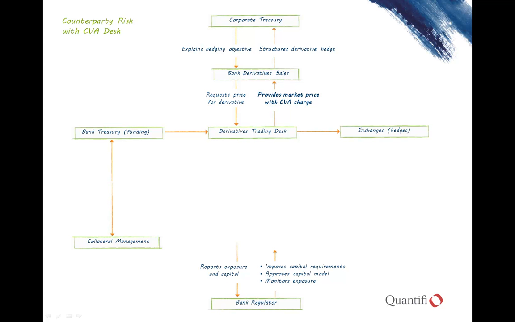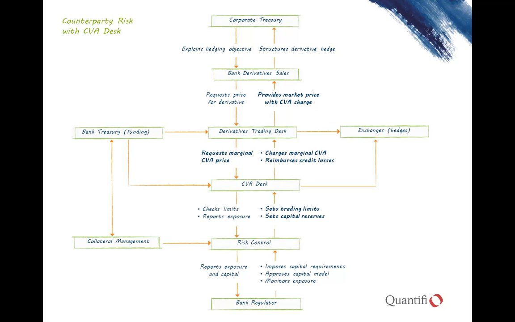With the CVA desk, most of the workflow is the same, except the CVA desk is inserted between the derivatives trading desk and the risk control group. Instead of going to the risk control group for the credit and capital charges, the derivatives desk requests a marginal CVA price from the CVA desk, which basically amounts to the CVA desk selling credit protection on that counterparty to the derivatives desk. This is an internal transaction between the two desks, which may be in the form of a contingent credit default swap, or CCDS. The CVA charge is then passed on to the external customer by adding a spread to the received leg of the trade.